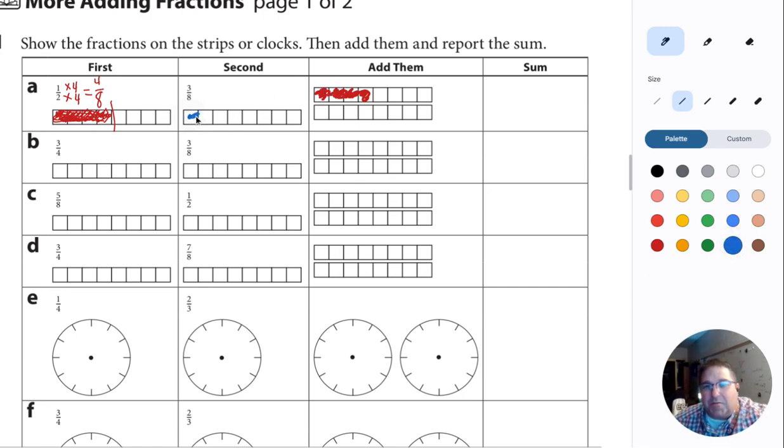Then we got 3 blue. 1, 2, 3. Okay, there we go. 1, 2, 3. I was kind of looking at the wrong one there. So all together, how many do we shade in?